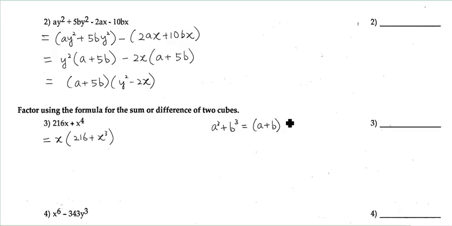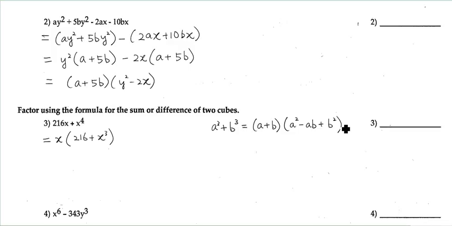Now help yourself to try to remember the formula. Don't wait until the last day, take a peek and then say, oh, that's the formula. You will not remember that. So start remembering during the semester. A plus B times what? A squared minus AB plus B squared.